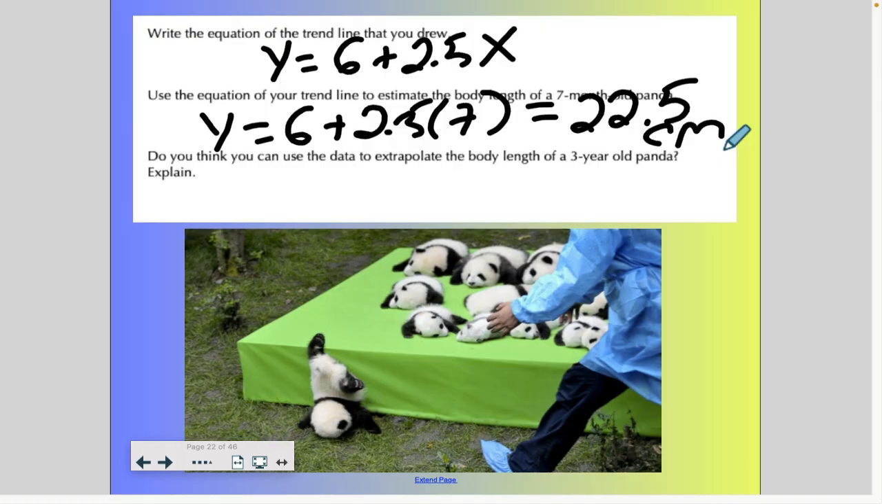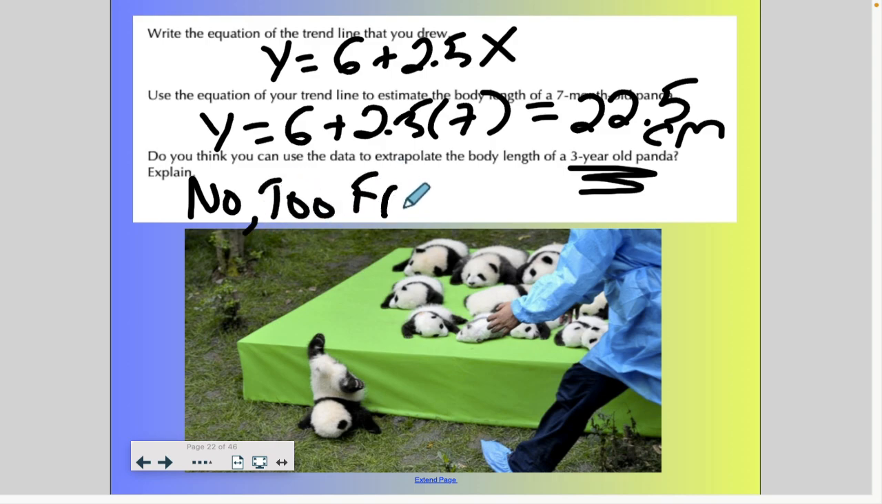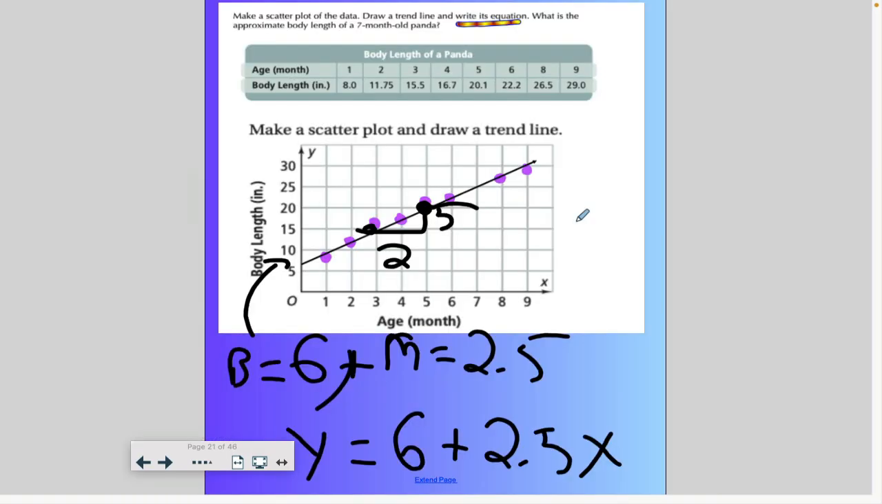Cool. But these models have their limits. Do you think I could use this model to extrapolate the body length of a 3-year-old panda? It's too far away. What do you know about growth? At some point it stops. So, as fun as the model is, at some point it'll stop. You usually grow the most when you're young, and then at some point you stop.